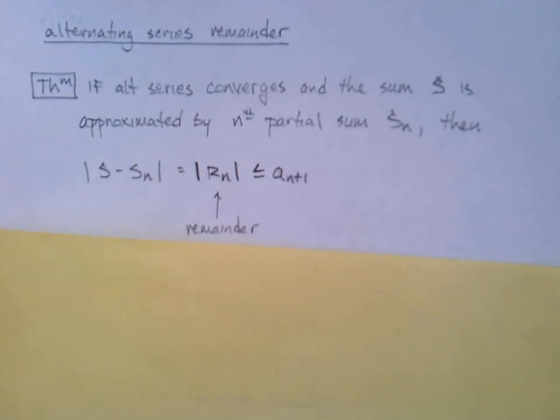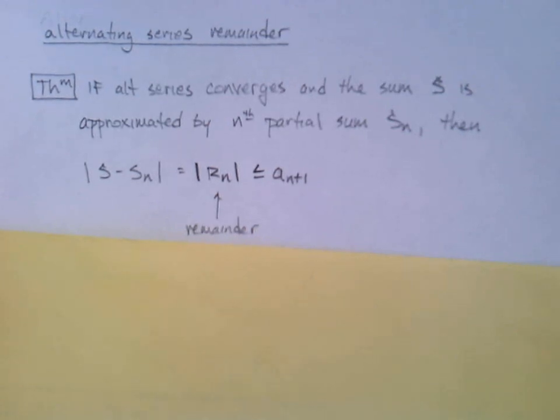Calculating a remainder, like an error, usually implies some awful formulas, like we saw with the midpoint rule, the trapezoidal rule, Simpson's rule, and there's usually no fun at all. But here we go, the alternating series remainder.